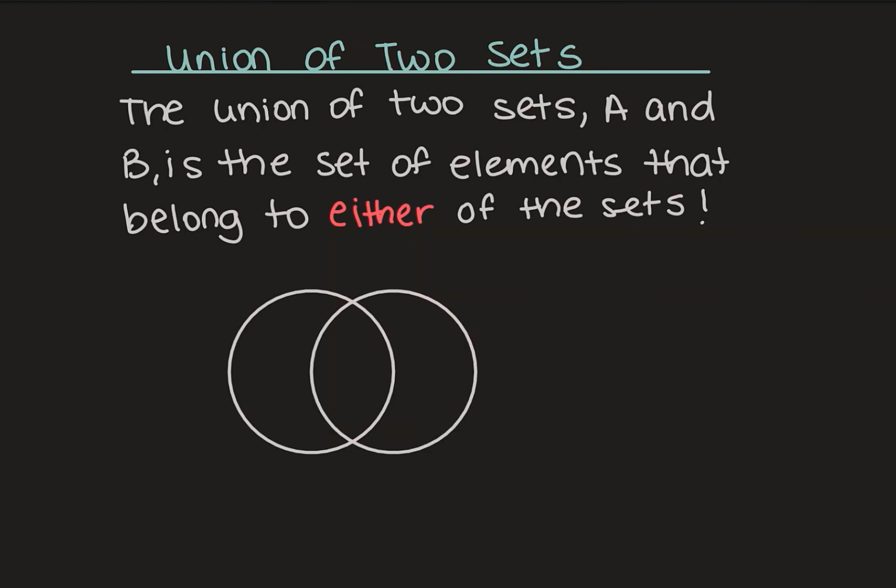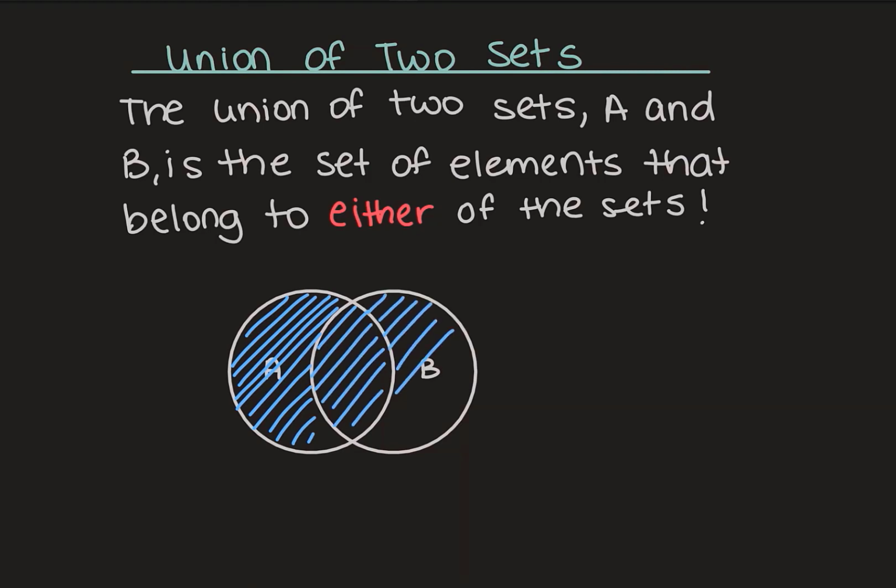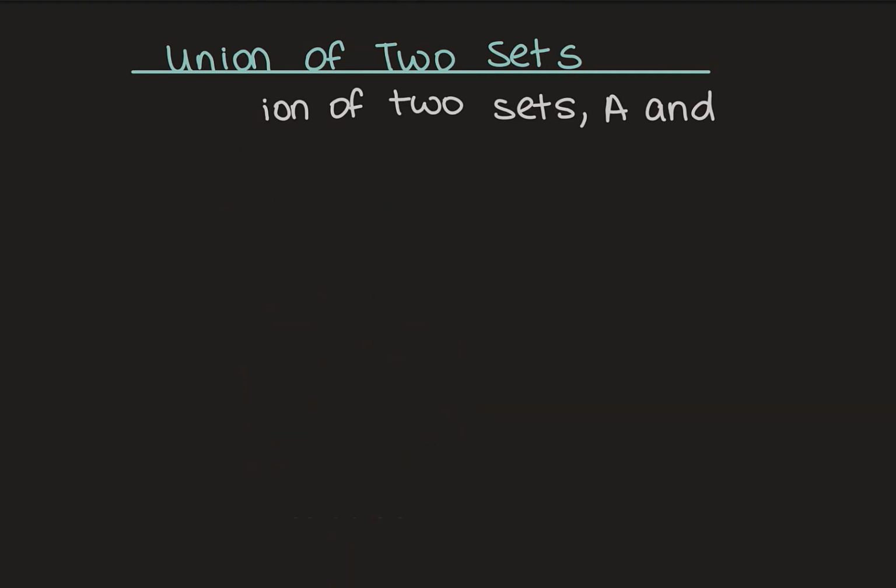Again, we can visually represent this using a Venn diagram. So the union of the 2 sets will be the regions that belong to either set. So everything in set A and everything in set B. So just make sure you know the difference between intersection versus union.